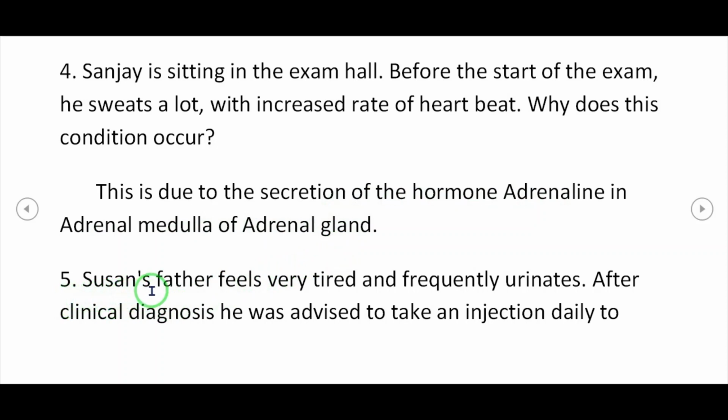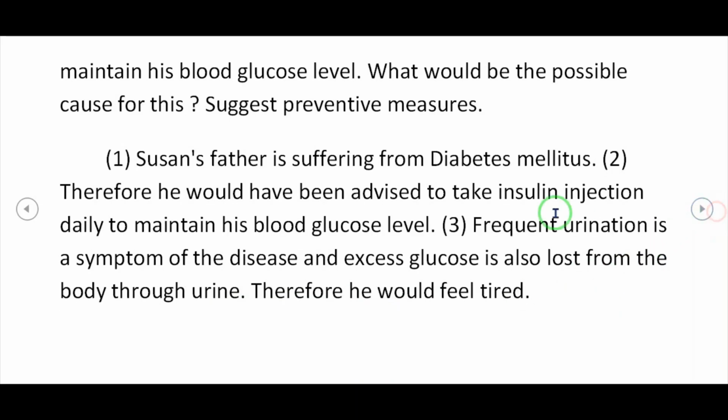Question number 5. Susan's father feels very tired and frequently urinates. After clinical diagnosis, he was advised to take an injection daily to maintain his blood glucose level. What would be the possible cause for this? Suggest preventive measures. Susan's father is suffering from diabetes mellitus. Therefore, he would have been advised to take insulin injection daily to maintain his blood glucose level.